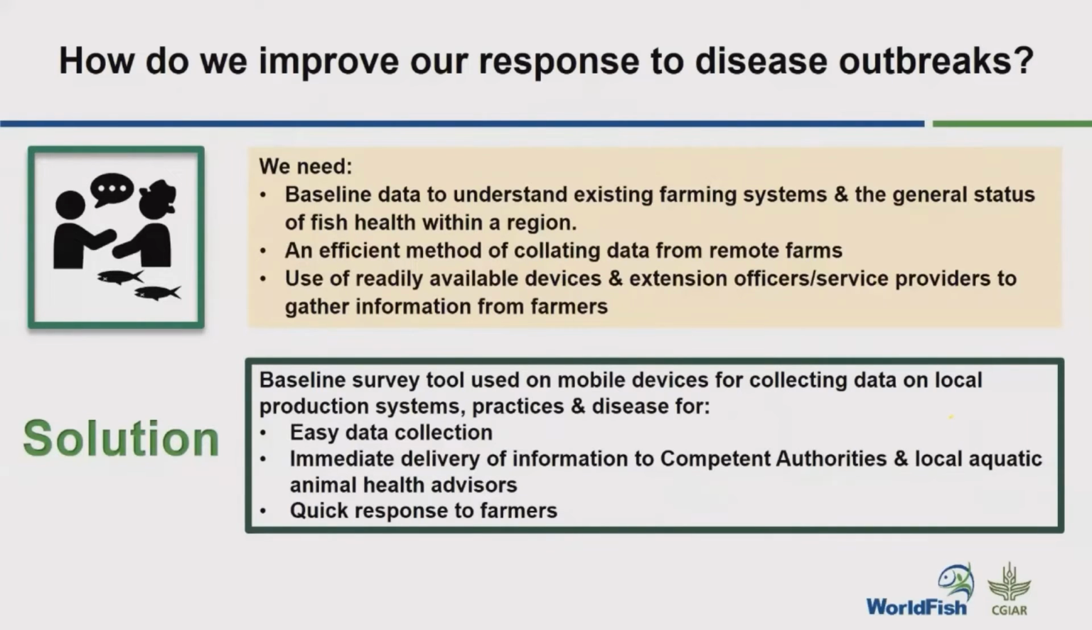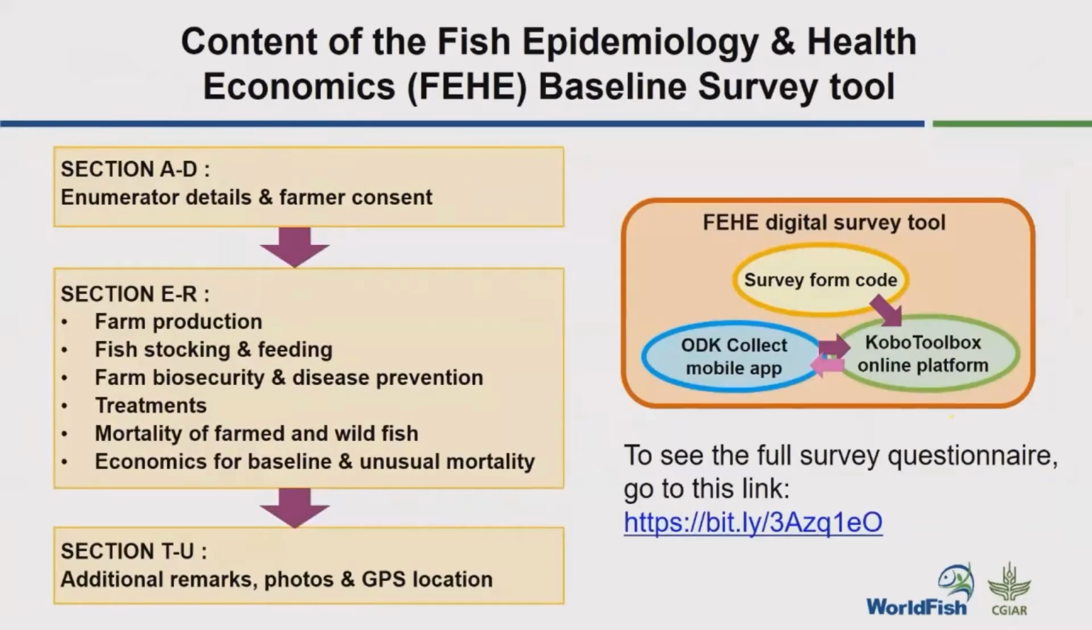So for this purpose, we have developed a baseline survey tool for easy data collection, immediate delivery of this information to the authorities so that they can provide a quick response and use this data for future disease management. The tool is called the Fish Epidemiology and Health Economics Survey Tool, and it consists of 3 elements, which is the survey questionnaire, the Kobo Toolbox online platform where the survey is stored, and the ODK Collect mobile app for accessing the survey on mobile devices.